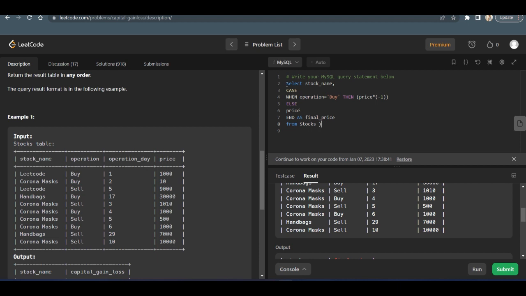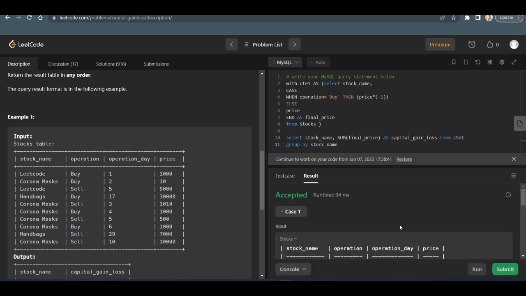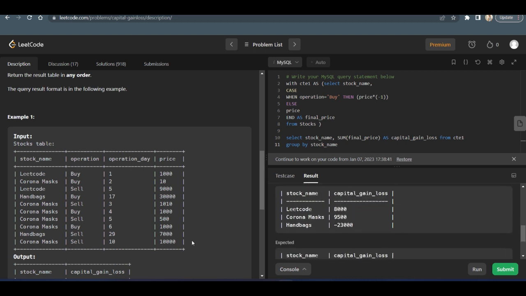We will put this result in a CTE, which is named CTE1. As you know, a CTE is a common table expression, which is very useful while writing complex queries. Now we will select stock name and capital gain or loss, which is the alias or attribute name for the final result, and we will do the sum of final price, coming from the common table expression CTE1, and we will use group by stock name. Let's see the output. Okay, as you can see the output is as expected. Let's submit the query.